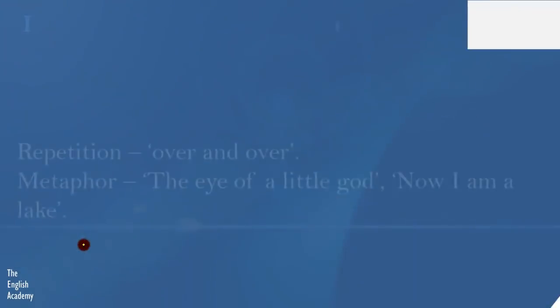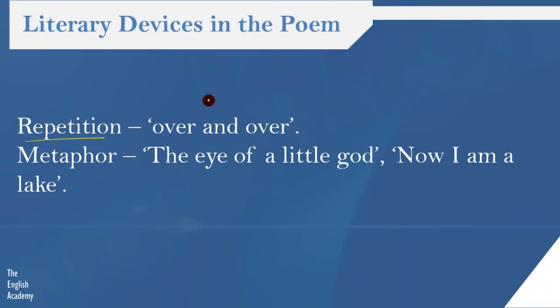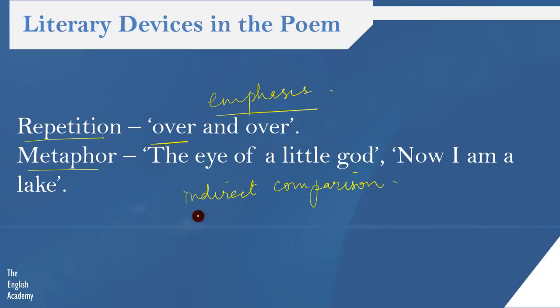The next literary device used in this poem is repetition. Repetition is used to lay emphasis on something. When the poet says over and over, this word is repeated. Another device used is a metaphor. Metaphor is an indirect comparison. You are comparing a particular quality of two things. When the poet says the eye of a little god, she is comparing the mirror's truthfulness to God's truthfulness. She wants to say that the mirror treats everything equally just like God does. And then, now I am a lake. Here the mirror is being compared to a lake.